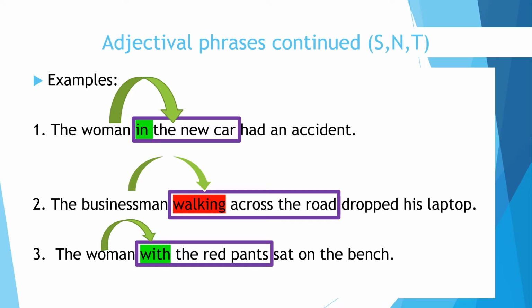Number 1. The woman in the new car had an accident. Firstly, which part of speech should we be looking for when trying to identify an adjectival phrase? We need to look for a preposition or a participle. In is a preposition in the above sentence. Let's check if the group of words in the new car has a finite verb. Does it have a subject? No, there is nothing in the group of words in the new car that has a subject.